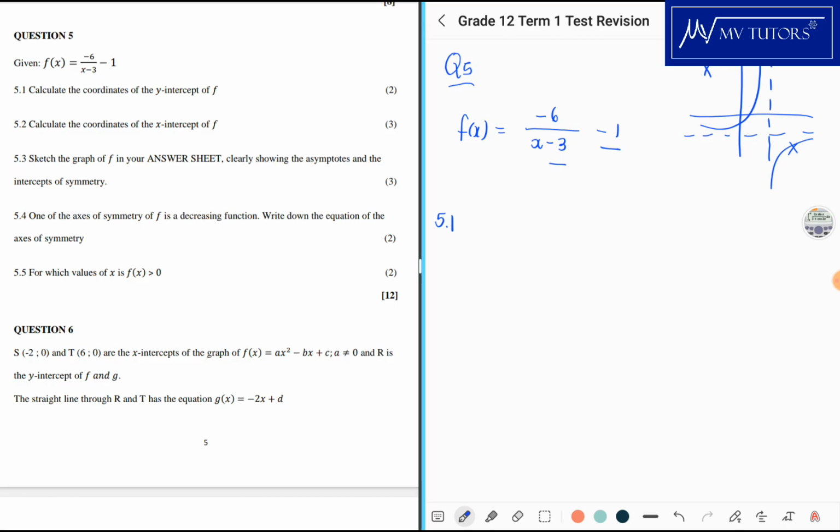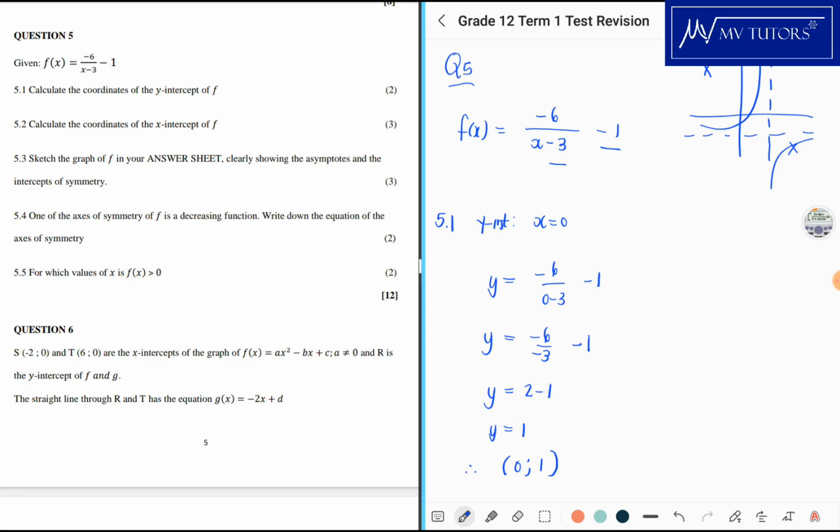Now it says calculate the coordinates of the y-intercept of f. Okay, whenever you calculate the y-intercept, don't forget that you make x 0. So basically y will be equal to -6 over 0 minus 3 minus 1. So let's just simplify that. Y is equal to -6 divided by -3 minus 1. The negatives cancel, so we have 2 if we say 6 divided by 3. And 2 minus 1 is simply 1. Alright, so that is the coordinate. Now let's write down the coordinate. The coordinate is going to be 0 and 1.